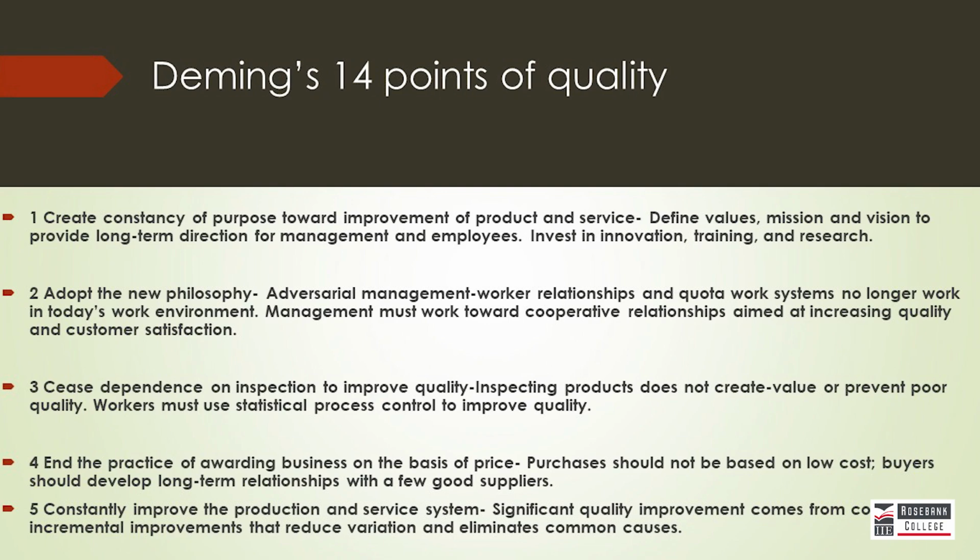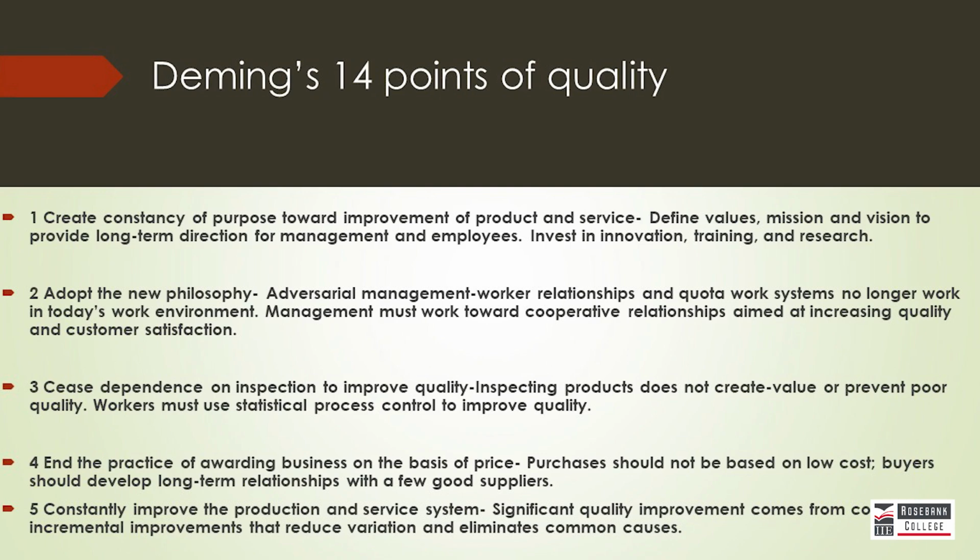Now, under Deming's 14 points of quality, the first one is creating constancy of purpose towards improvement of product and service. In this case, you have to define values, the mission, the vision, and provide long-term direction for management and employees. In this case, you invest in innovation, training, and research. The second point involves adopting the new philosophy. Worker relationships and quota systems no longer work in today's environment. Management must work towards cooperative relationships aimed at increasing quality and customer satisfaction.